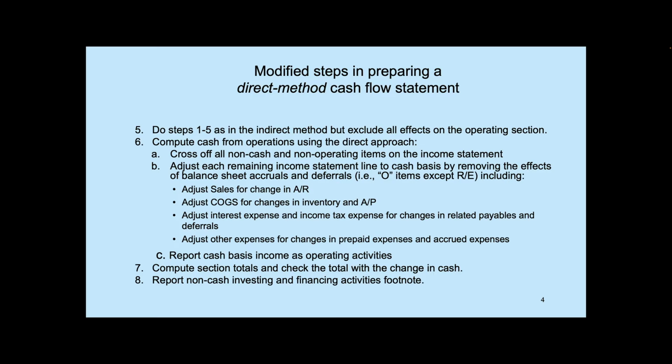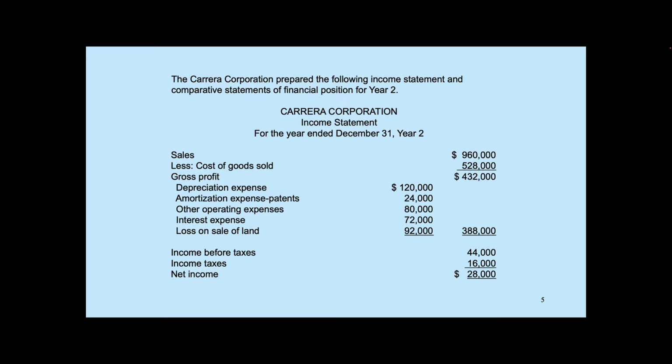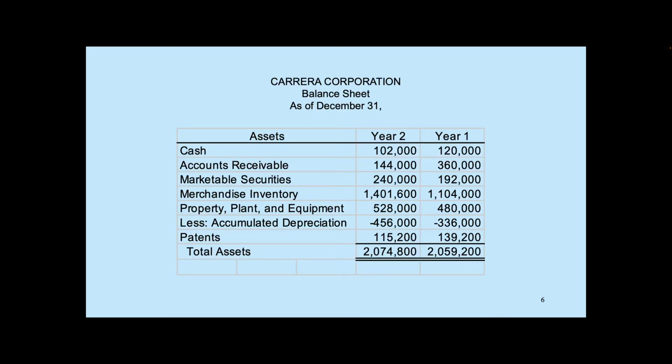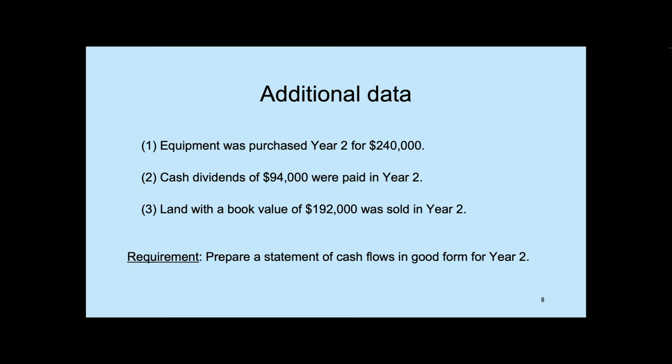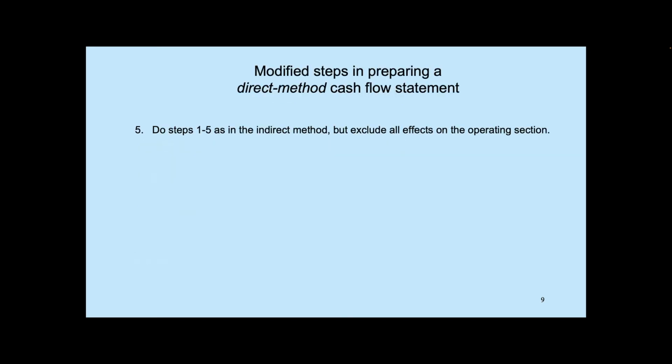Let's take a quick look at the financial statements again. This is Carrera Corporation for the year ended December 31, year 2. And we have the balance sheet. This is not changed from the indirect approach. And that was the asset side. Now we're looking at the liabilities and stockholders' equity side. We were given this additional information. And now we're going to focus on the direct method.